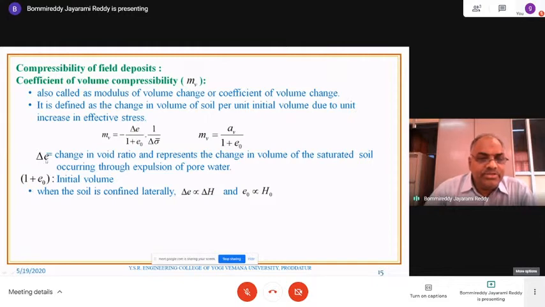So you know delta E is nothing but change in void ratio, 1 plus E is nothing but initial volume, and when the soil is confined laterally, what is going to happen? Delta E is always proportional to delta H, because delta E means change in void ratio, which is again proportional to the change in thickness of the soil mass. And 1 plus E naught, the initial volume, is always proportional to H naught.